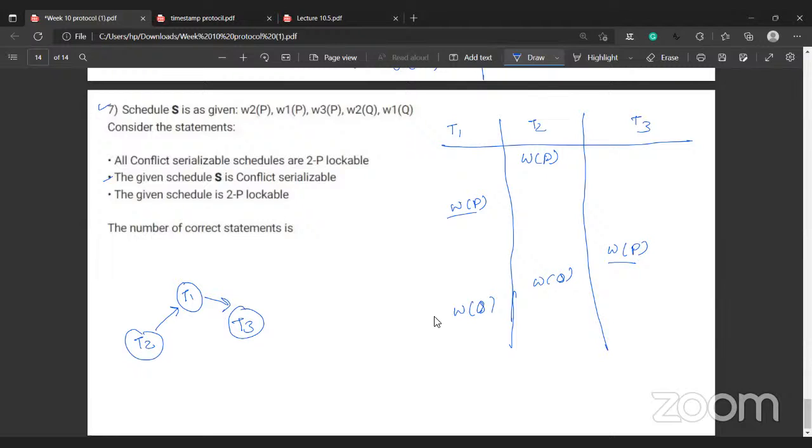And then T2 to T1 is already there. T2 to T1, yes, we have drawn it, right?